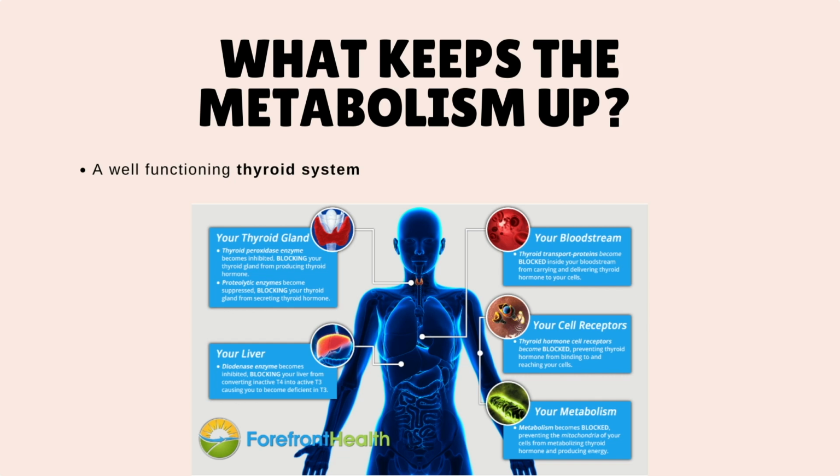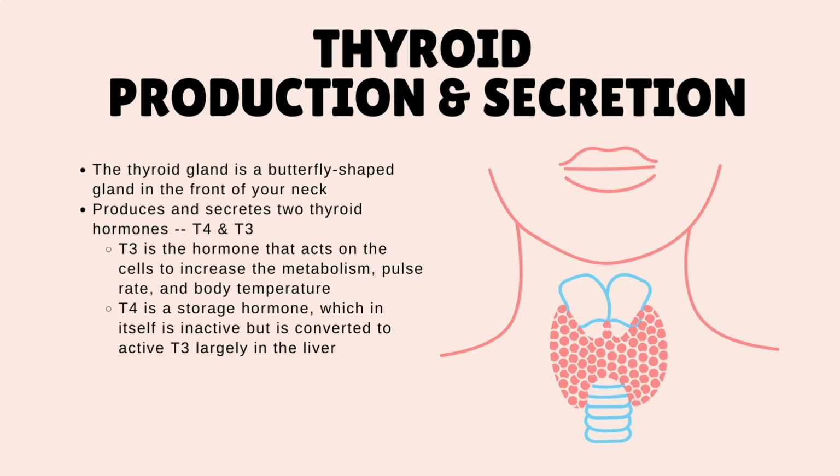A well-functioning thyroid system. This is a great graphic from Forefront Health demonstrating the different levels of our thyroid system. It shows that there's far more to your thyroid health than just your thyroid gland. We may not always have an issue with our thyroid gland, but if other areas of our body are affected, our cells may not have access to thyroid hormone. For example, how much thyroid hormone is actually getting to your cells? How much thyroid hormone can your cells actually use? So we will now review the 5 different features of the thyroid system.